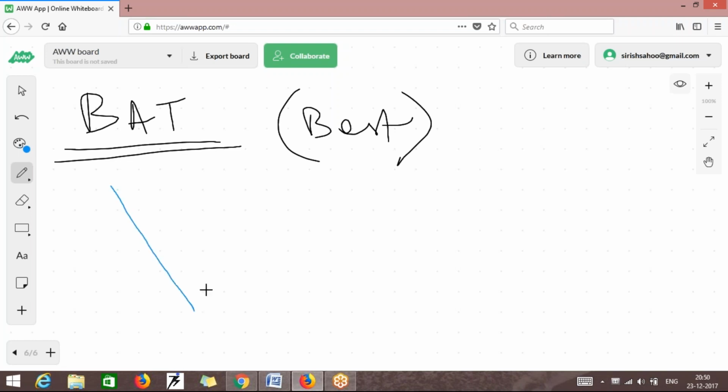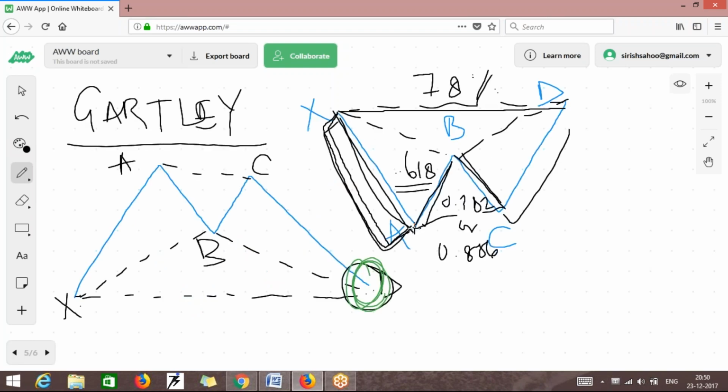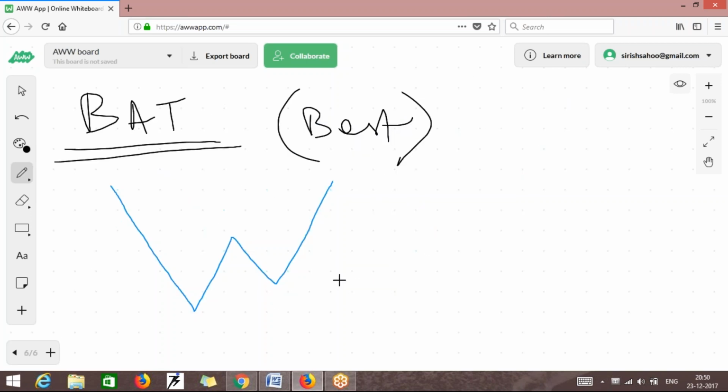So let me tell you, this is how a BAT looks, and now you will say that this is exactly what the Gartley also looked like. In a Gartley, the retracement of AB from XA was 0.618, while for a BAT it's 0.382 to 0.50. So a lesser retracement for a BAT than for a Gartley.